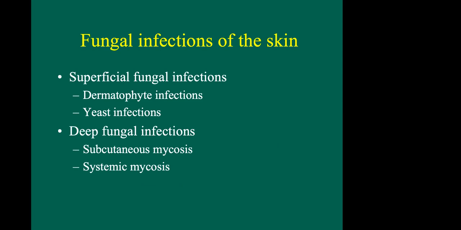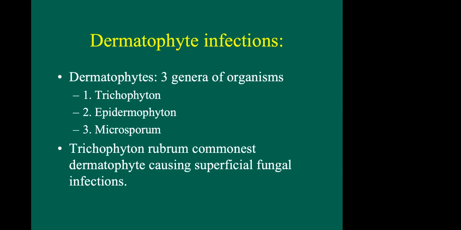Now, of course, tonight we will focus on the superficial fungal infections, which are the dermatophyte infections, as well as yeast infections. But I think it's important to know that we also do have deep fungal infections, which are categorized into systemic mycosis. An example of this is histoplasmosis, cryptococcosis. We know this. And then we've got subcutaneous mycosis. An example of that would be sporotrichosis, right? And these we do see, especially in the context of immunosuppression.